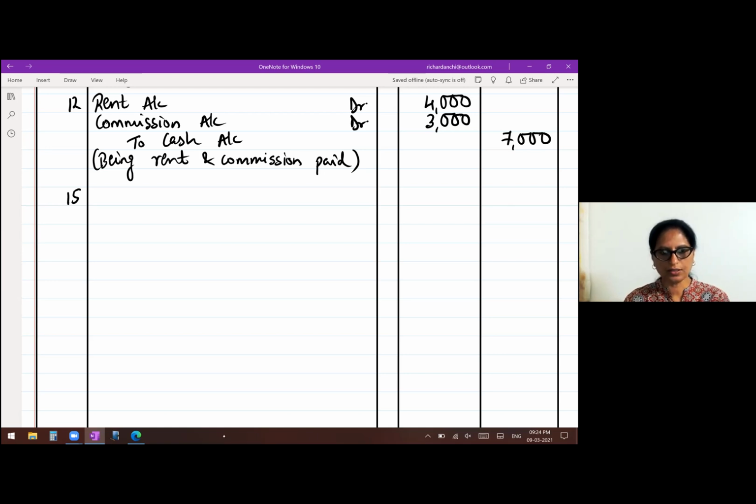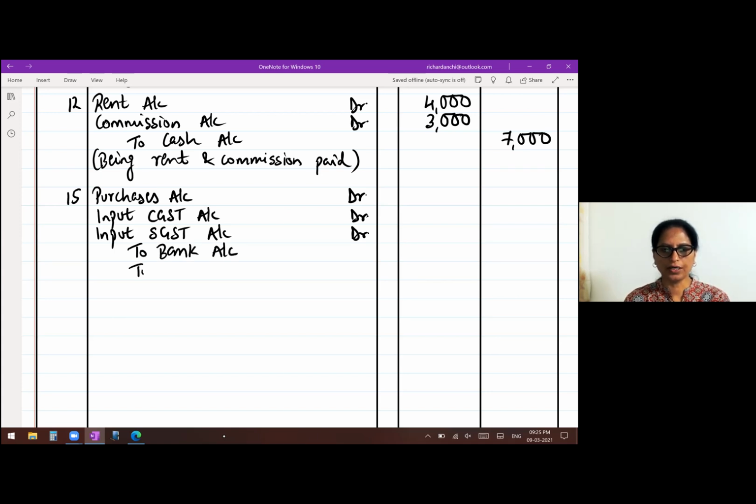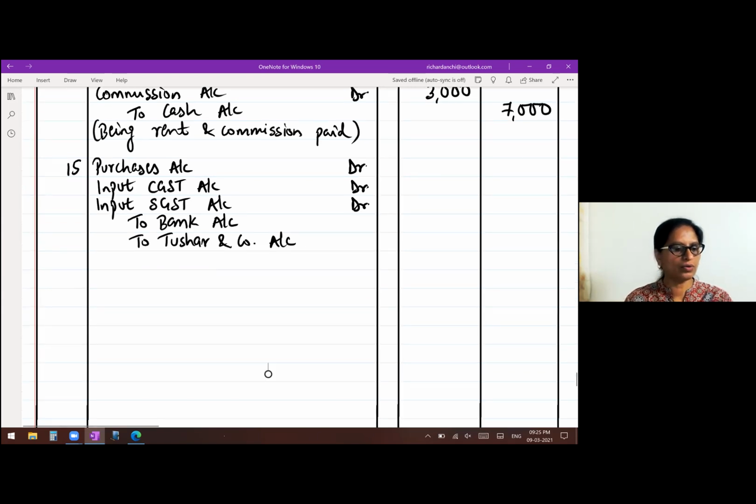So write purchases account debit. It's goods, so it is purchases account debit. Input CGST account debit. Input SGST account debit. Half you are paying by RTGS, that means through the bank, so to bank account, and the other half is still on credit, so to Tushar and Company account. Okay, so now we will find out the amounts.